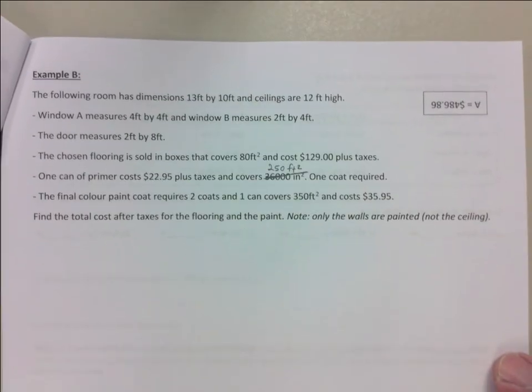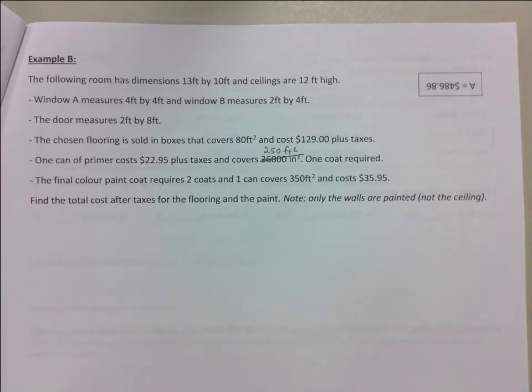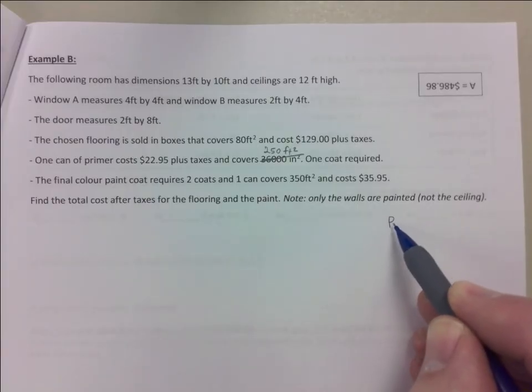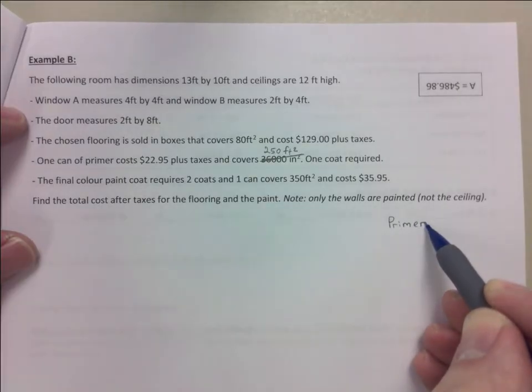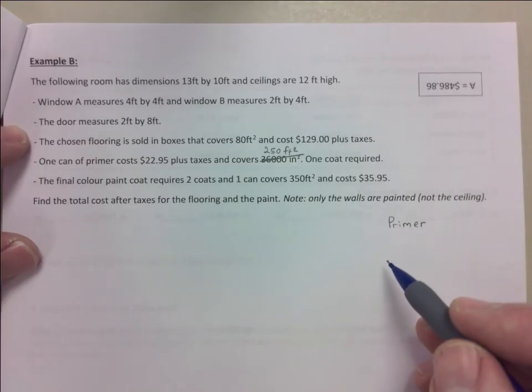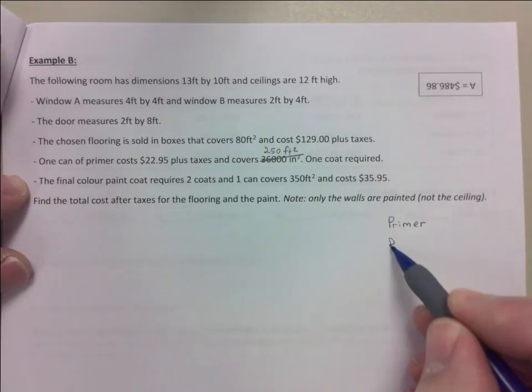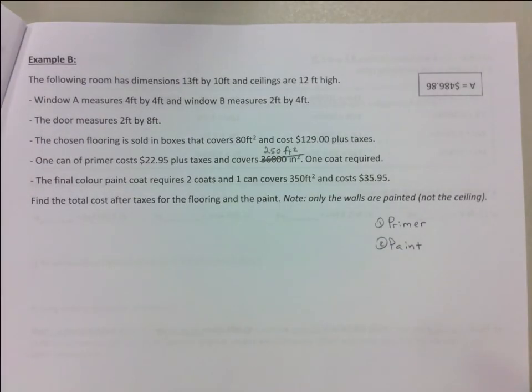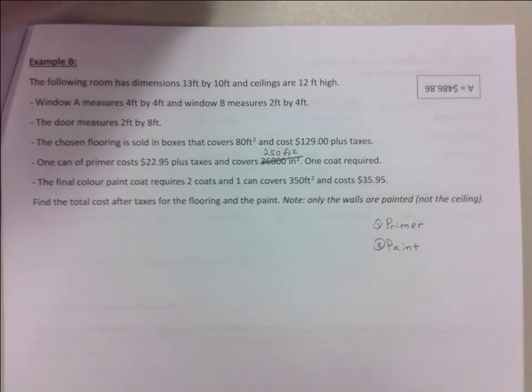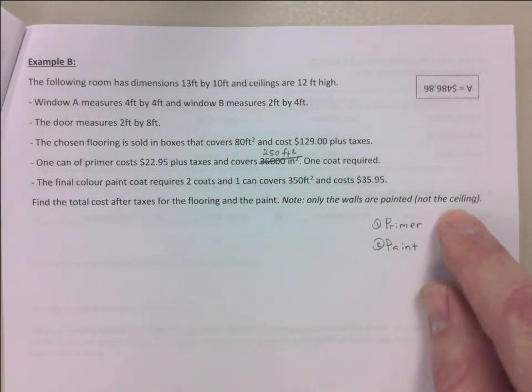And I will also give you, because it's baby steps, right? When you do the total cost for this, figure out how much primer you need, how much paint you need. Okay, so figure out the primer, figure out the paint separately, and then add the total. Watch for the number of coats and watch all of this. You're not painting the ceiling. You catch that here? You're not painting the ceiling. I'm going to highlight that.